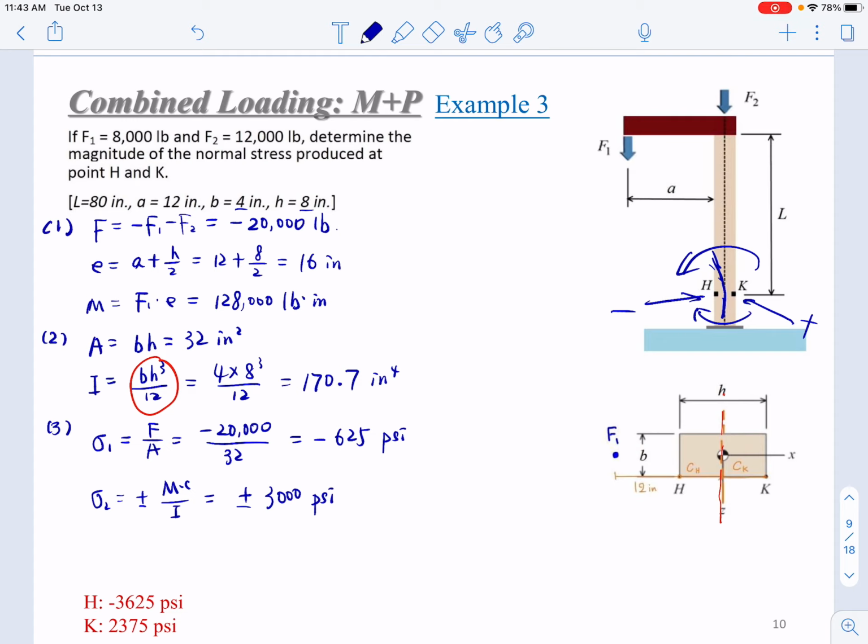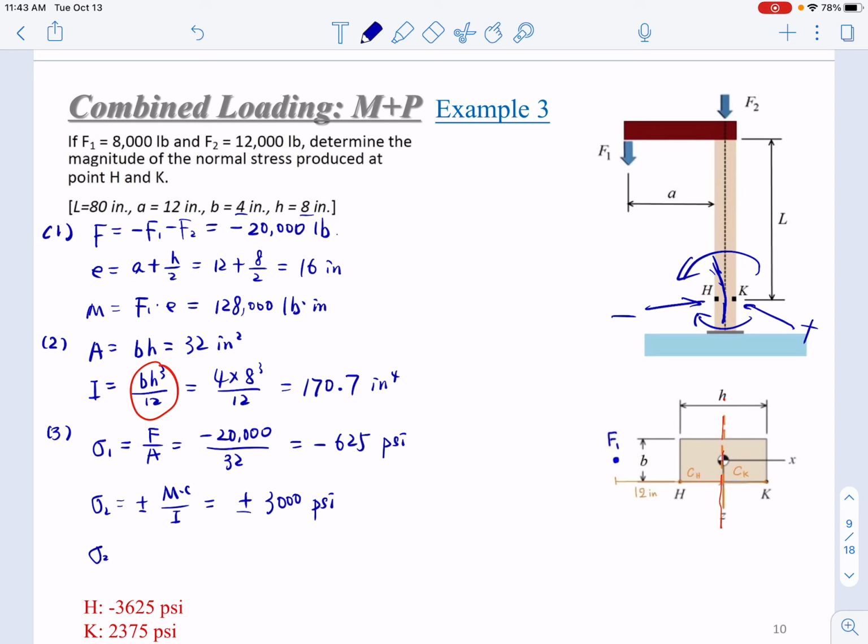Okay, here we can combine them together. So at point H, sigma 2 will be in compression. So this is a negative 3000 psi. And at point K, it will be in tension. This is positive 3000 psi.